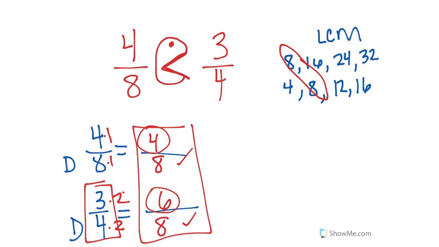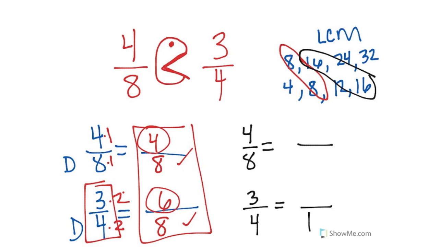Now, let's say somebody says, well, Miss Benjamin, they also have 16 in common. Can I use 16? Sure. It's not going to make a difference. Here, let's try that. 4/8 and 3/4. All right, if I want to use 16 as a denominator, go for it. You're still going to get the same results.